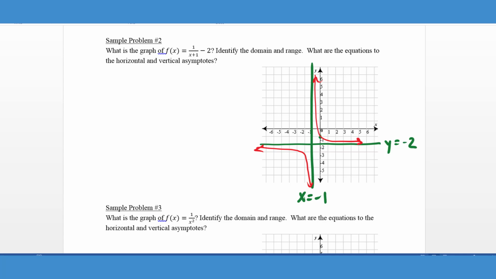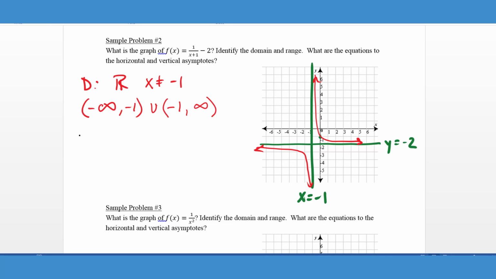It says identify the domain and range. Well, the domain is going to be all real numbers except any value that makes the denominator equal to 0. And so you could see a negative 1 would make this equal to 0. So x cannot equal negative 1. Okay, and so we could write that in that way, or we could write that in interval notation, and you could see it written like this. So if you remember interval notation, we could say all values to negative 1, but not equal to negative 1, and then negative 1 and all values to positive infinity. And you could see it written like that.